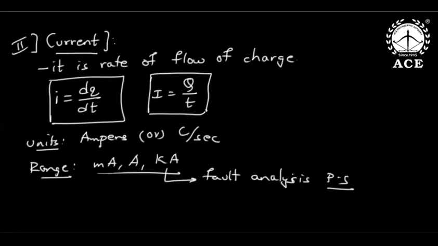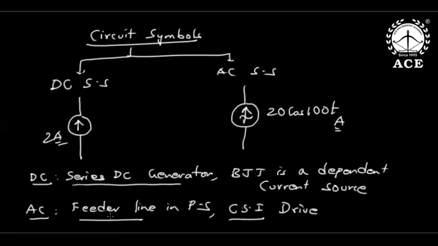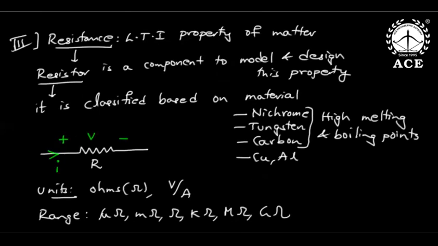Then current. Current is the rate of flow of charge. It is the amount of charge transferred in a given time. Then units, range, symbols and circuit symbols. Current sources have directions, voltage sources have polarity. Then examples of current sources: DC series generator, BJT, feeder line in a power system as an AC current source, CSI drive. Of course, you will learn that CSI is current source inverter. Then resistance.